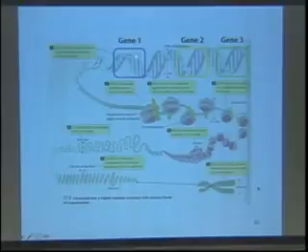Gene 1, gene 2, gene 3. This is the chromosome. It's actually packed with proteins, but remember this information here. This shows you highly condensed. Now it shows you as chromatids here, because this is the way it works.